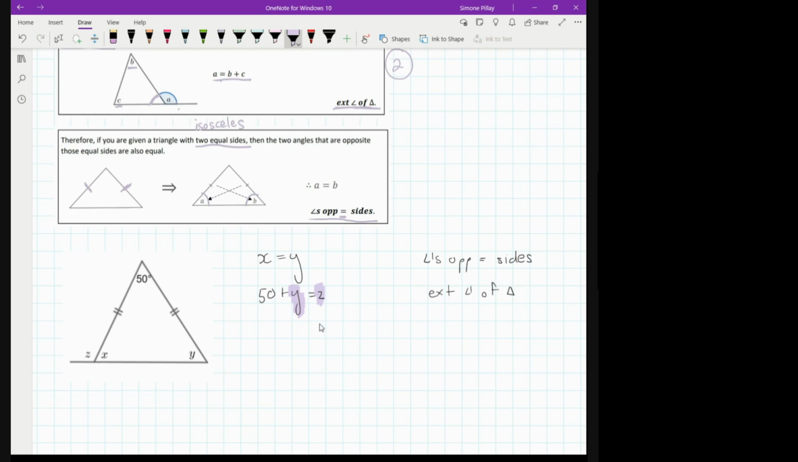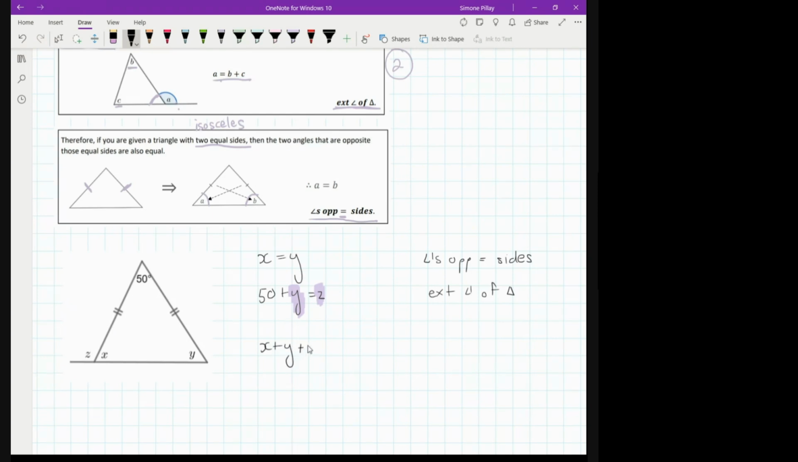We can't say that it's the same, because immediately I know this angle is not going to be equal to this angle. Oh, wait, I found one. x plus y plus 50 is equal to 180. There you go. Sum of angles in a triangle.